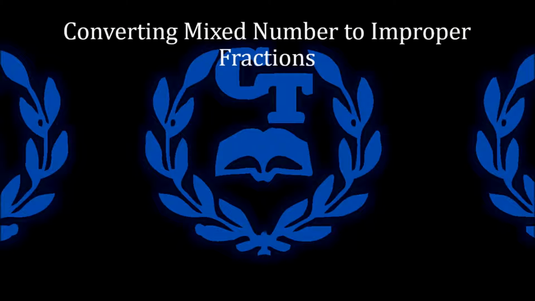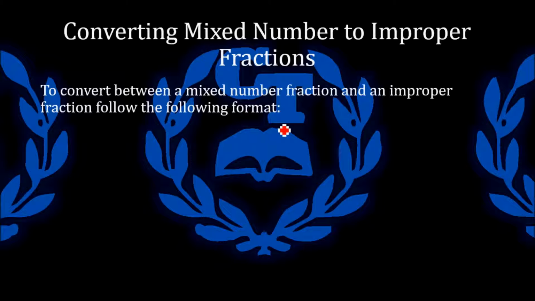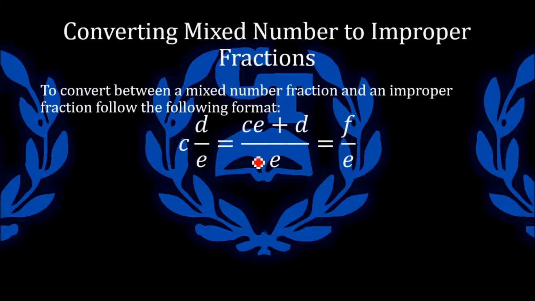When you want to convert between mixed number fractions and improper fractions, you would just simply follow the format below. To get from the mixed number form to the improper fraction form, all you have to do is simply take the c value, the whole number value, and multiply it by the denominator of the fraction, and then add the numerator to that result, and you would be able to get your value f.